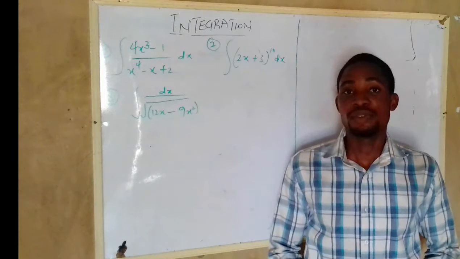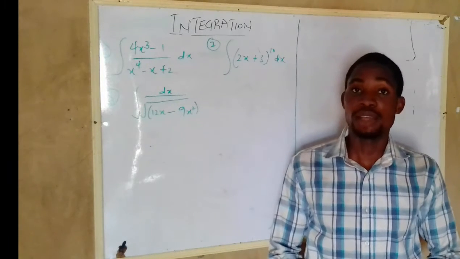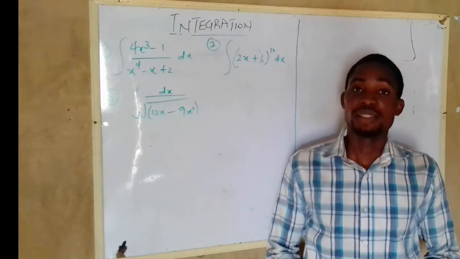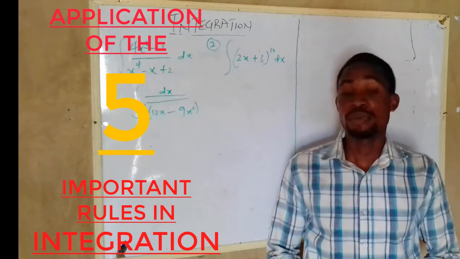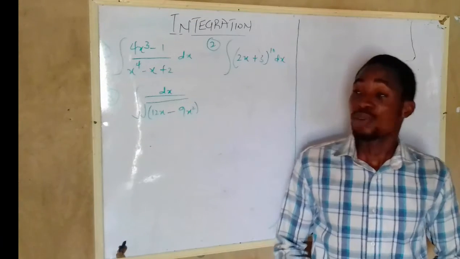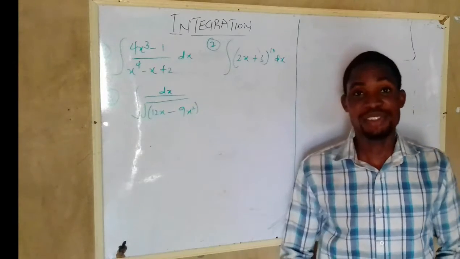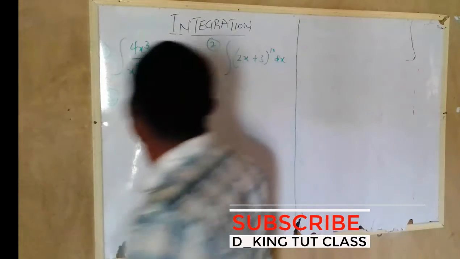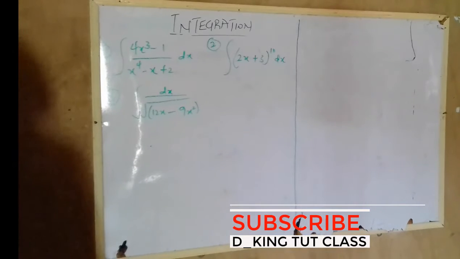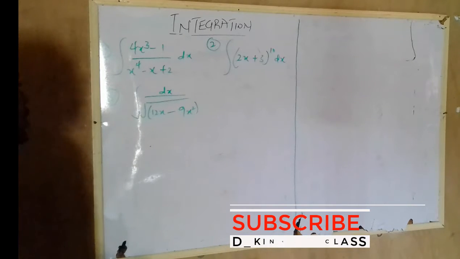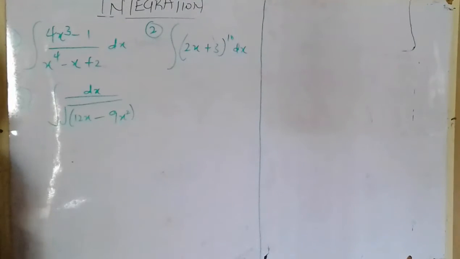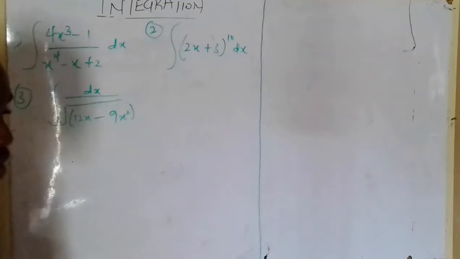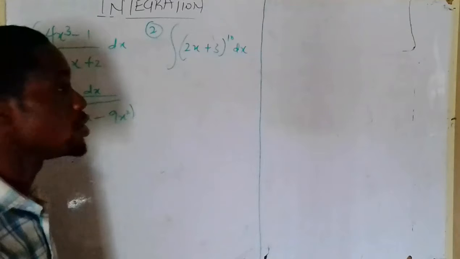Now, as for our last series, we looked at different sub-headings under integration. In our last class, we looked at the 5 important rules in integration. Now, I want to apply those 5 important rules to solving some questions in integration. For today's question, we have basically 3 questions. We have number 1 to be the integral of (4x cubed minus 1) over (x to power 4 minus x plus 2) dx. And we have questions 2 and 3. Using one of the 5 important rules that we discussed in our last class, let's see how we can efficiently apply it to solving these questions in integration.